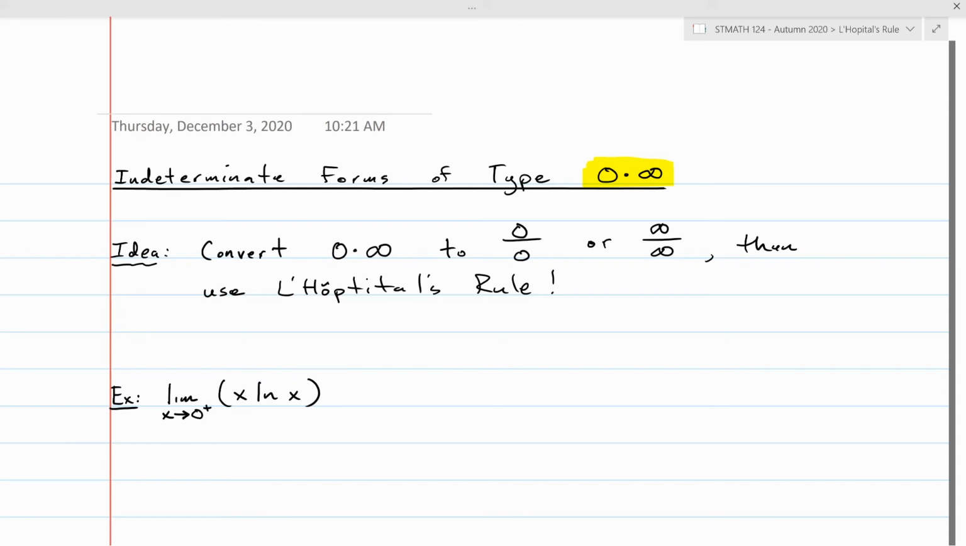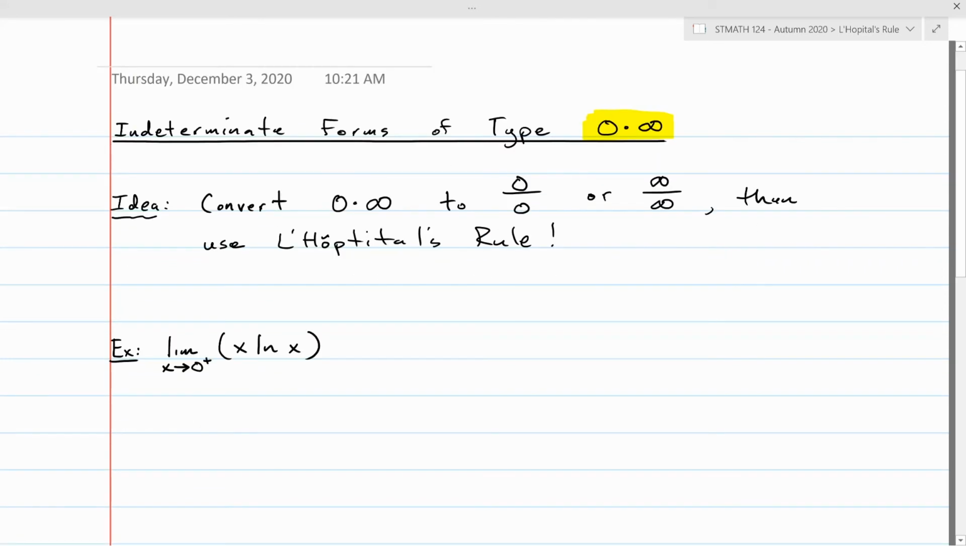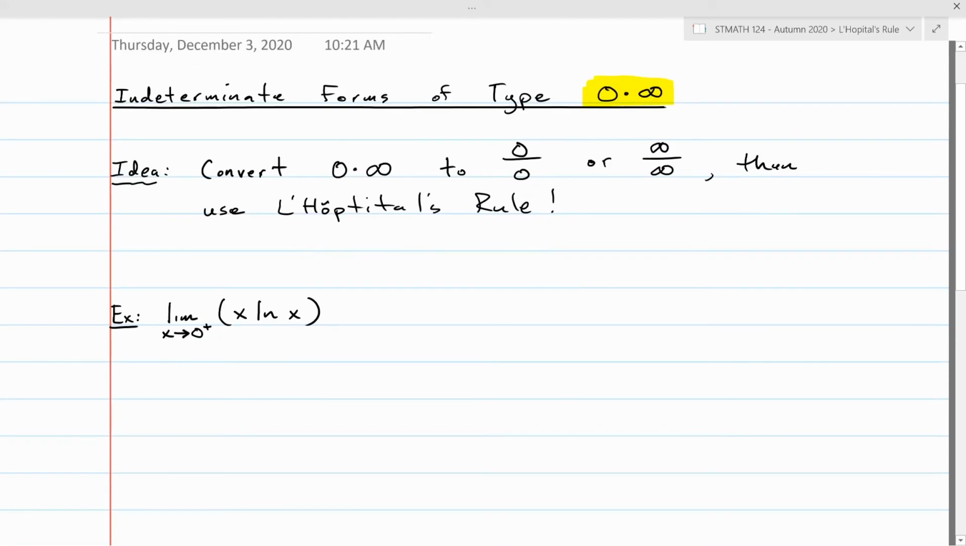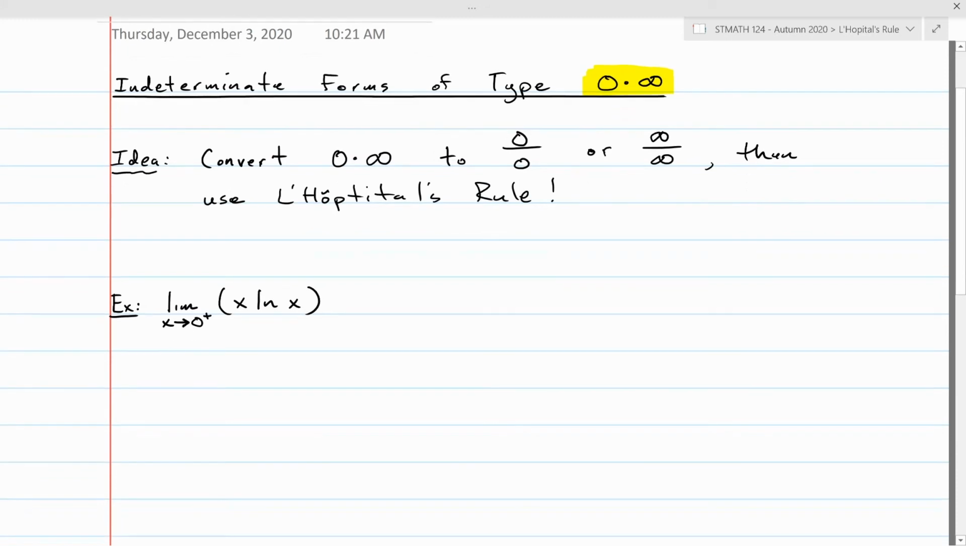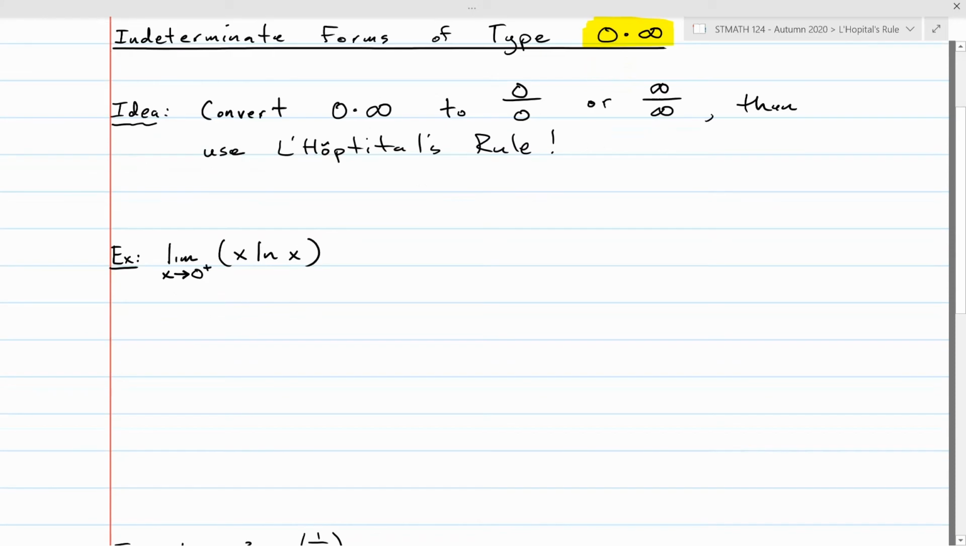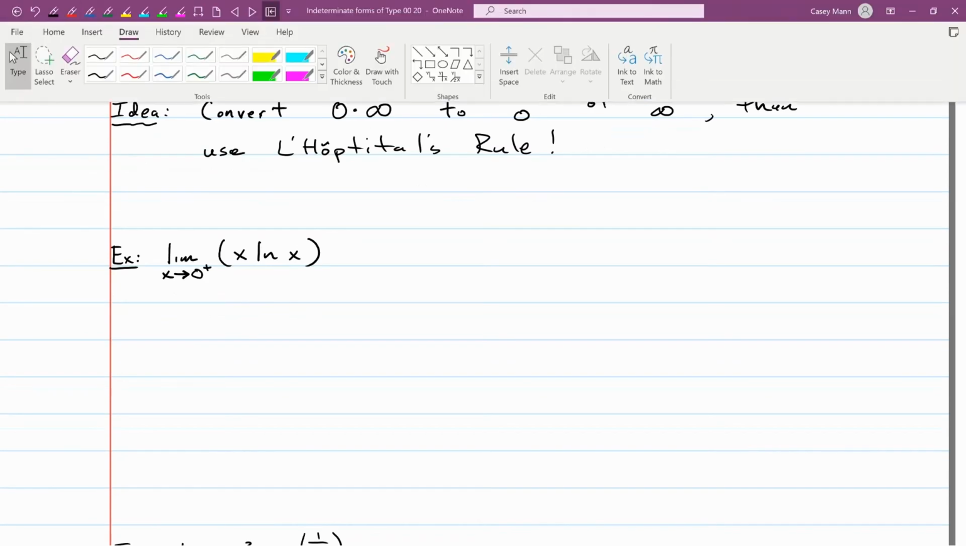But you want to resist the temptation to think that just because the limit of one of the terms is equal to 0, it means that the whole limit is 0. It doesn't always work out like that. So the idea on how to solve these is to convert your 0 times infinity indeterminate form to a 0 over 0 or an infinity over infinity, then use L'Hopital's rule. So let's see an example of this.